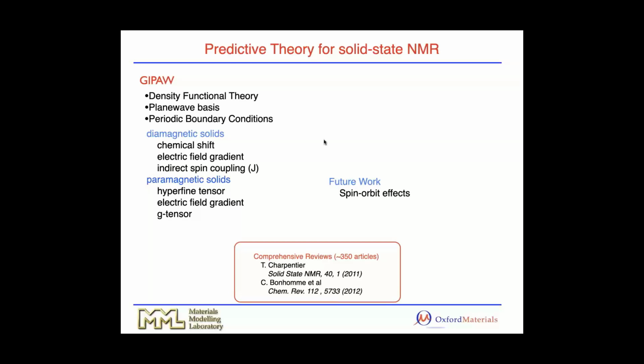There's work going on in my group now to look at spin orbit effects. That has some profound implications for heavy element NMR, particularly light elements bonded to heavy elements. So that's something that we hope will be available in the future. If you are interested in finding out more, there are two comprehensive reviews, one from Thibault Charpentier from 2011, and one from Christian Bonhomme that I was involved in, in Chemical Reviews from 2012. At the time, they were fairly complete surveys of all of the applications that had been done.